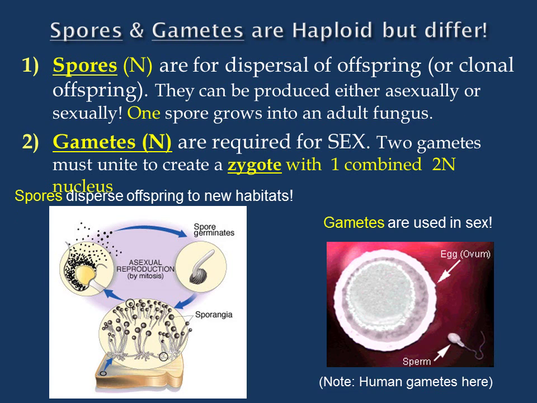In the bottom left hand we can see a bread with the bread mold. We've got sporangia that produce a lot of spores. Then the spore germinates on a new bread, thus causing a new colony. And then gametes are used in sex. So this is a picture of human gametes here, but you get the idea. We have an egg and a sperm.